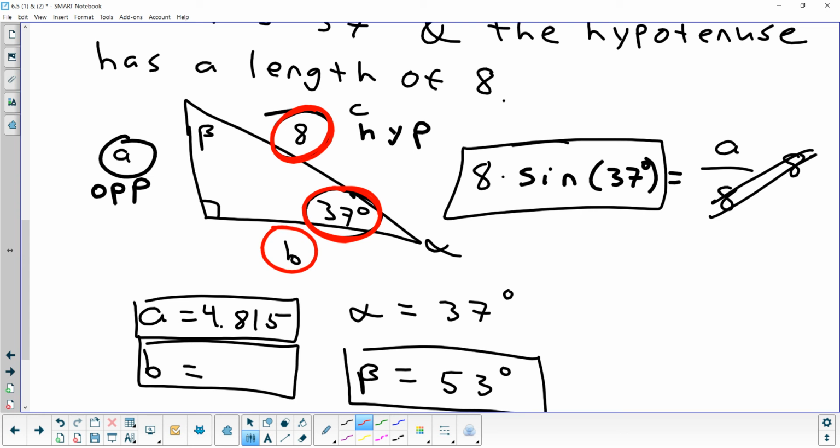What's the name of side B? Adjacent. That's adjacent. Alright, so this was to find A, and now this is to find B. Let's see, what trig function should I use that would involve adjacent? That's what I want to know. And hypotenuse, that's what I already know. Yep. Cosine.